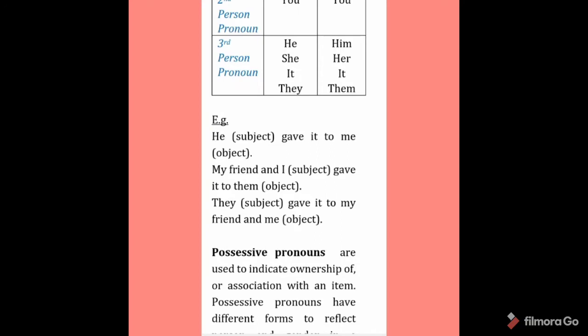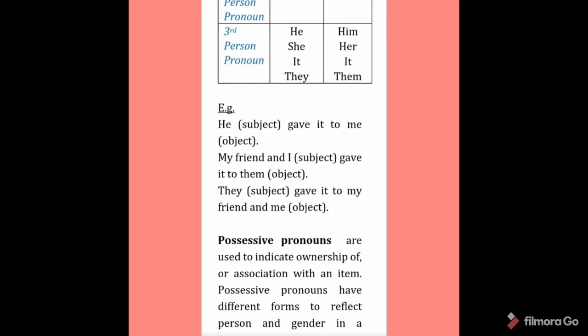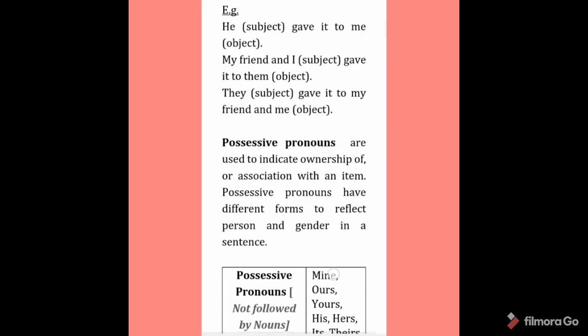My friend and I gave it to them. The third one, they gave it to my friend and me. Now I hope that you have understood the difference between the pronoun coming before the verb and the pronoun coming after the verb. Now we come to another type of pronoun, which is possessive pronoun.